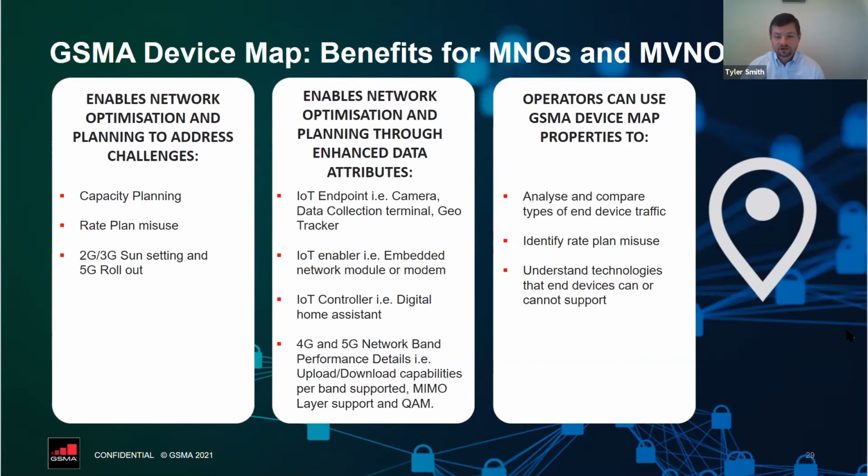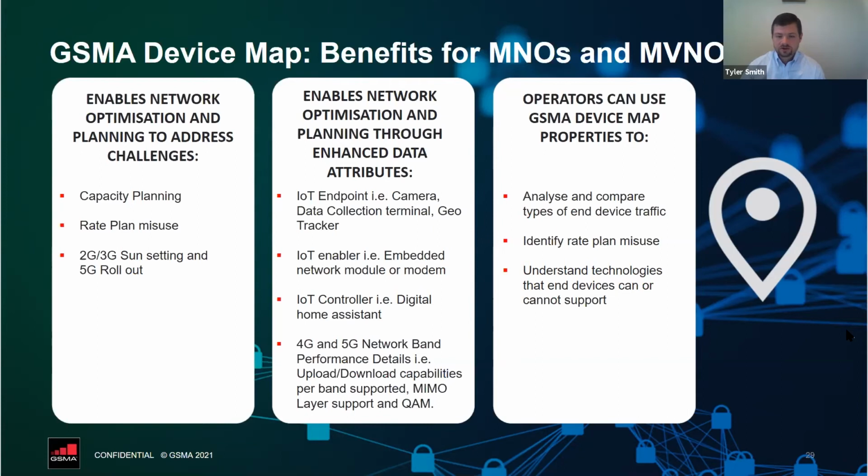And then finally, 5G rollouts and 2G and 3G sunsetting. In order to take on those actions, it's very important to accurately identify the devices and the capabilities on a network, and with limited information around this particular area, it could result in very poor outcomes for your end users. So how does Device Map help you in these areas?